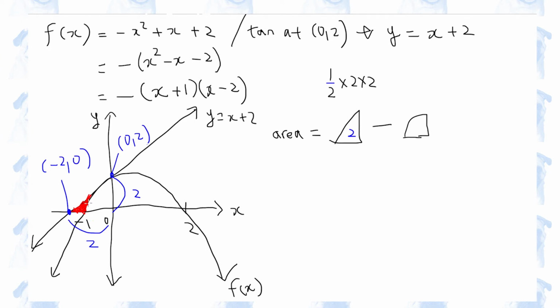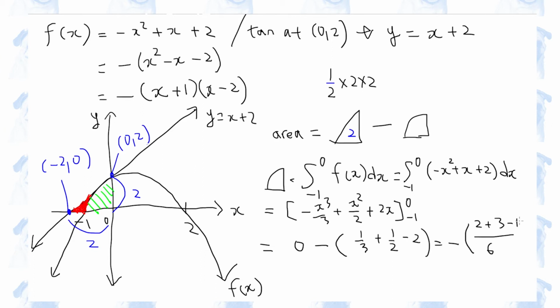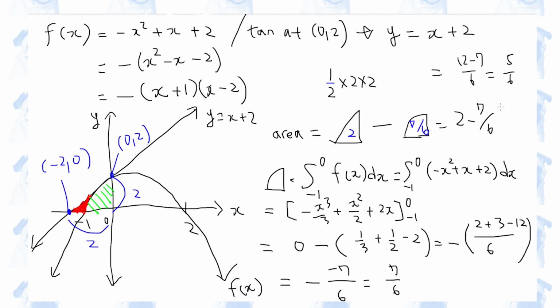And let's calculate this area under the curve. So this area is between minus 1 and 0. So this area in green is 7/6. So 2 minus 7/6 is 5/6. So the final answer is 5/6.